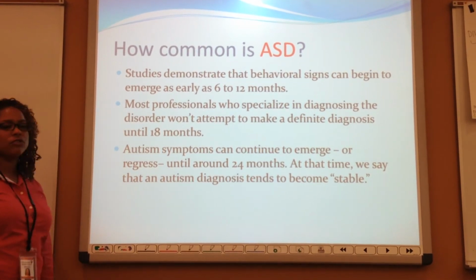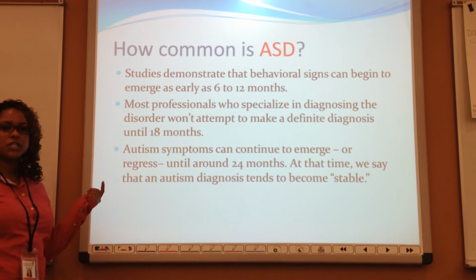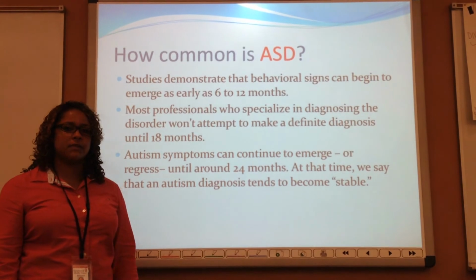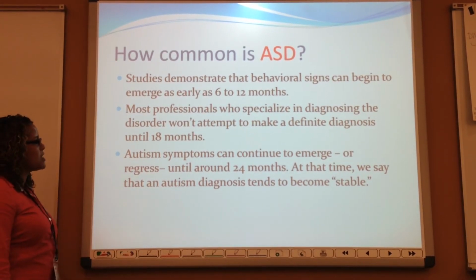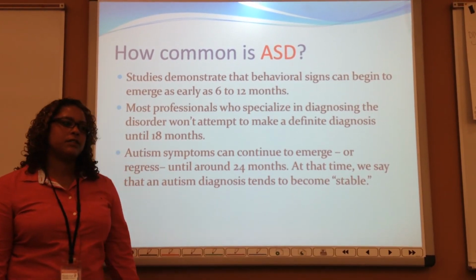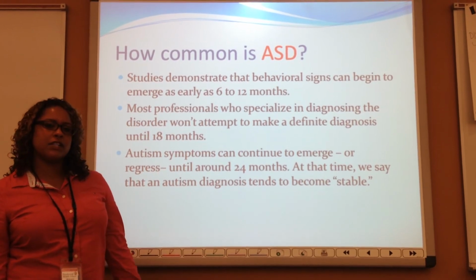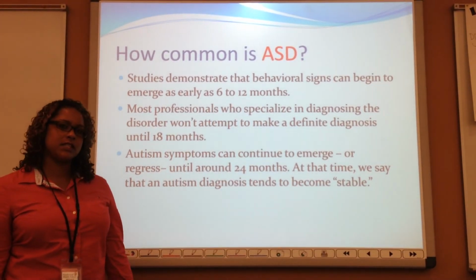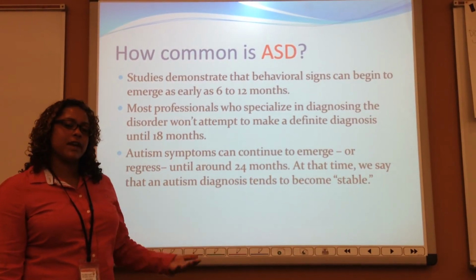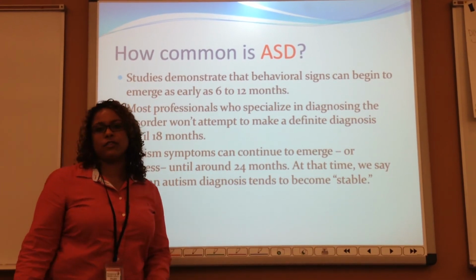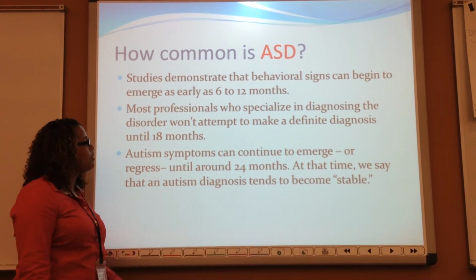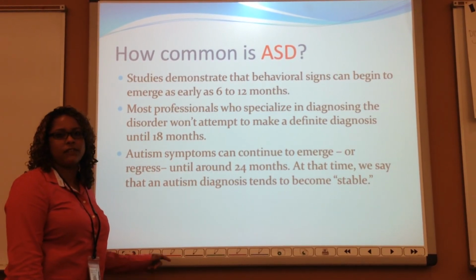Studies demonstrate that the behavioral signs can begin to emerge as early as 6 to 12 months. So that's when you can start to see the behaviors that children with autism have. Most professionals who specialize in diagnosing the disorder won't attempt to make a definite diagnosis until 18 months because a lot of the characteristics of autism you might see in other disabilities. For instance, deafness. A lot of children with autism might not pick up that you're calling their name or hear you, and so deafness and autism can relate. So professionals really try not to diagnose until a child is 18 months, and they can definitely say that it's autism.